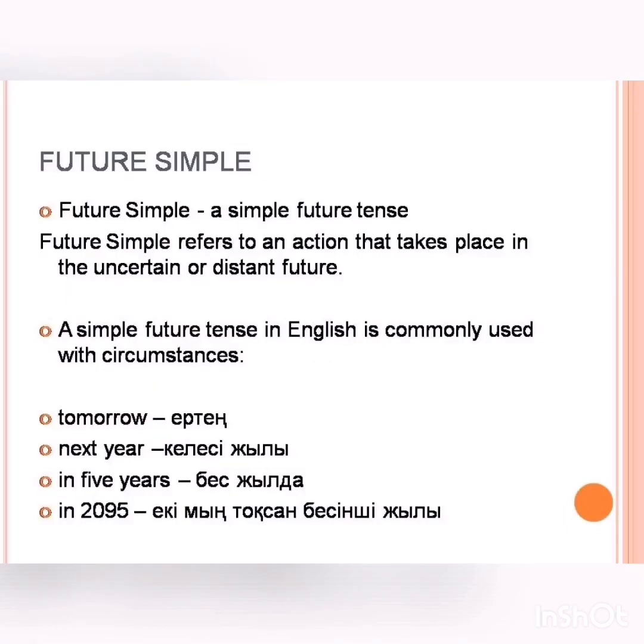Let's revise future simple tense. Future simple tense refers to an action that takes place in the uncertain or distant future. A simple future tense in English is commonly used with circumstances like tomorrow, next year, in 5 years, in 2095.